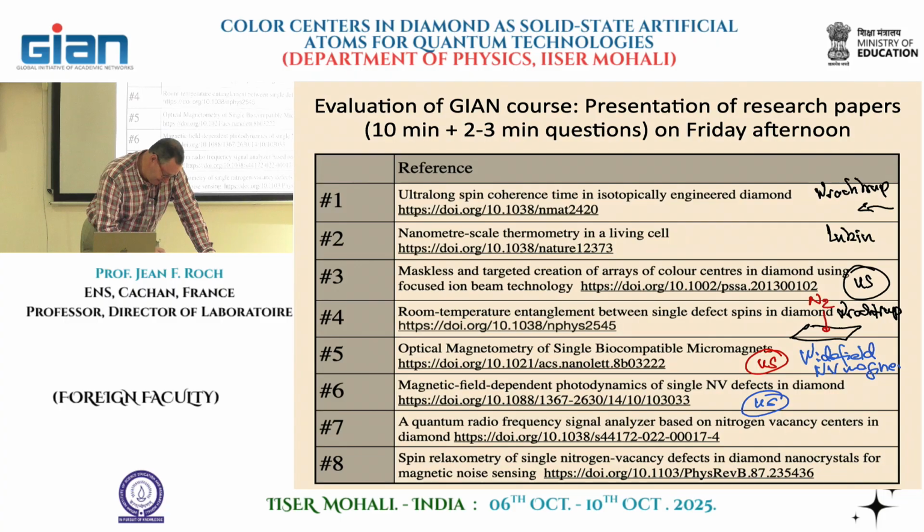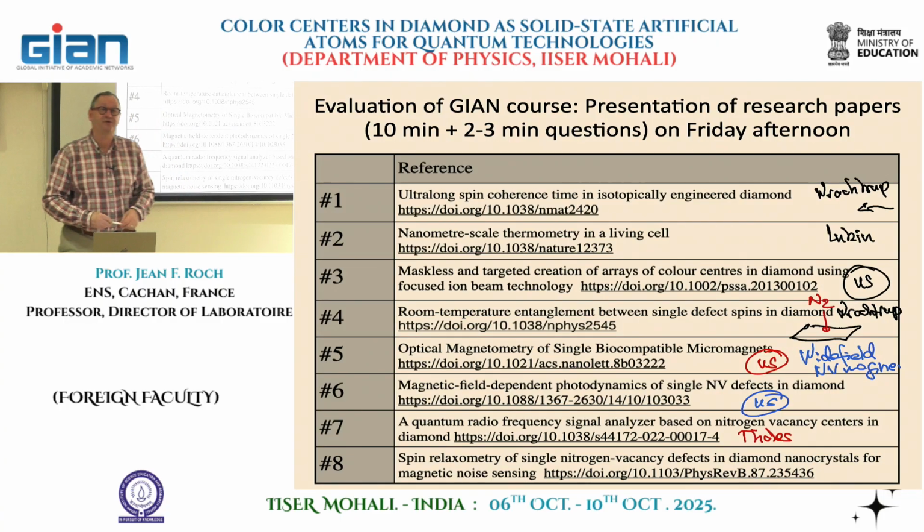And this paper is from our colleague from Thales. So this is a very clever idea about using the NV centers in a homogeneous magnetic field as a real-time spectrum analyzer. For many applications, namely for radar, you have a complex radio frequency signal that arrives, and you want to analyze it.